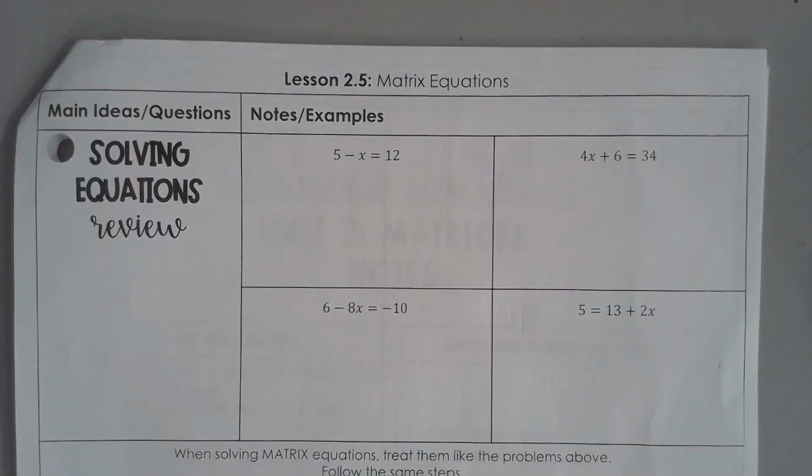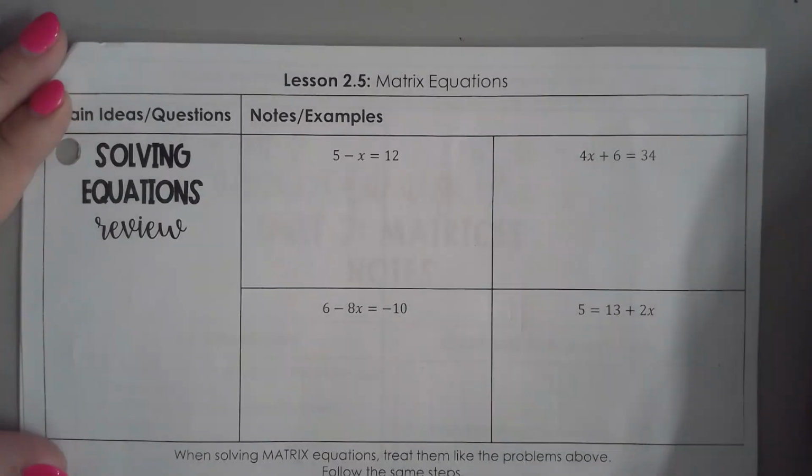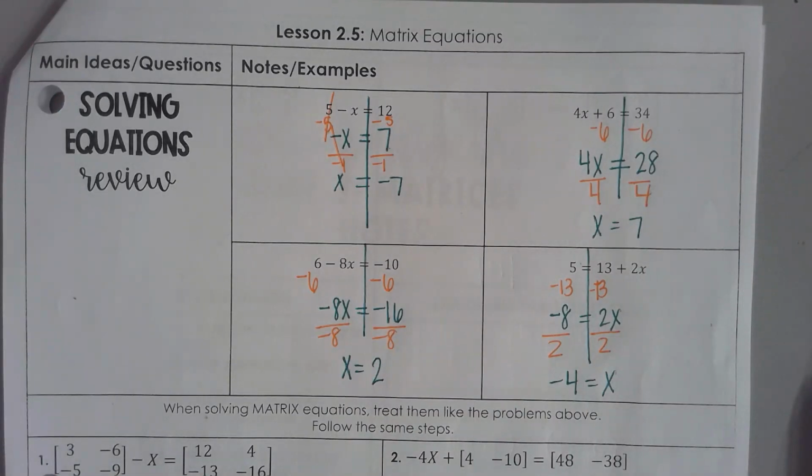Into these notes, there are 4 solving equation review problems. I want you to do those 4 problems. You should have got -7, +7, 2, and -4. So, do you feel good on the steps of solving a 2-step equation?